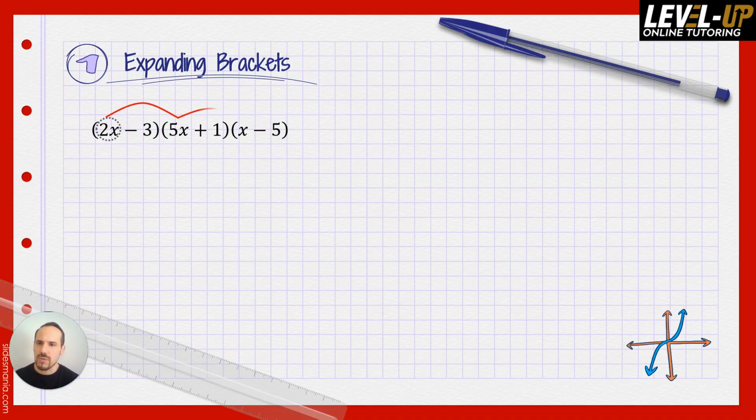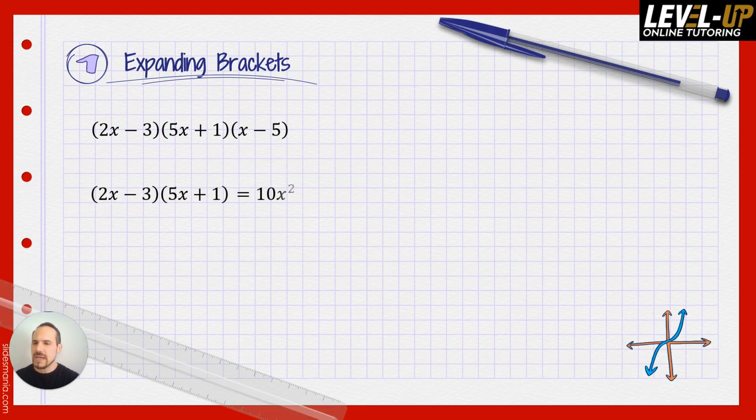So you imagine taking that term and multiplying it by the 5x and then the x, and then you could multiply it by the 5x and the minus 5. Then you can multiply it by the 1 and the x, and then by the 1 and the minus 5. And then you'd have to do the same thing again with the minus 3. That's quite a long and messy way of doing it, and you could potentially miss a term or make a mistake.